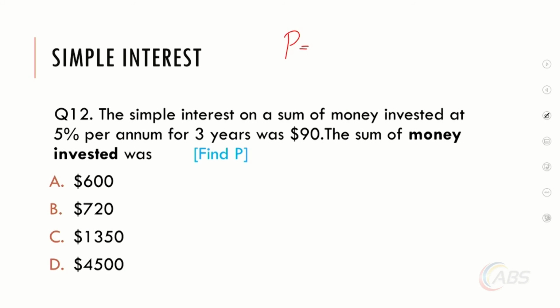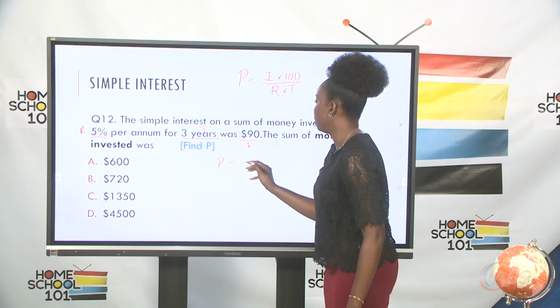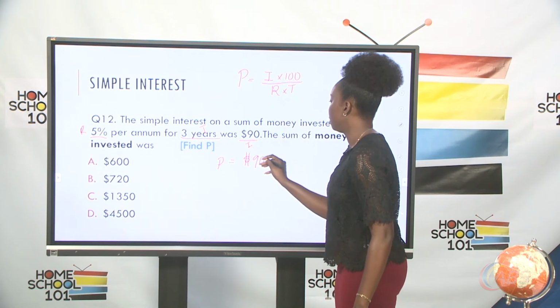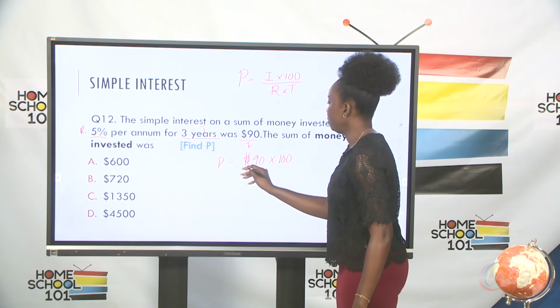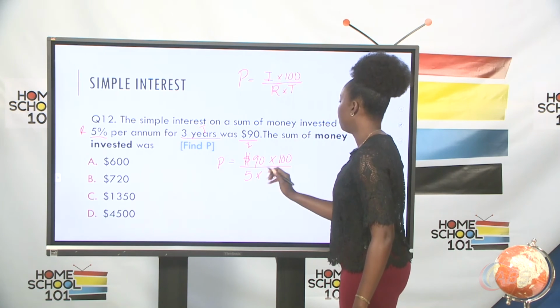That's I times 100 over the rate times the time. Okay, so the rate is 5%. Our time is 3 years. And from reading, we understand that this is our interest. Okay? So we're going to have our interest, which is $90 times 100 over the rate, which is 5%, times the time, 3 years.